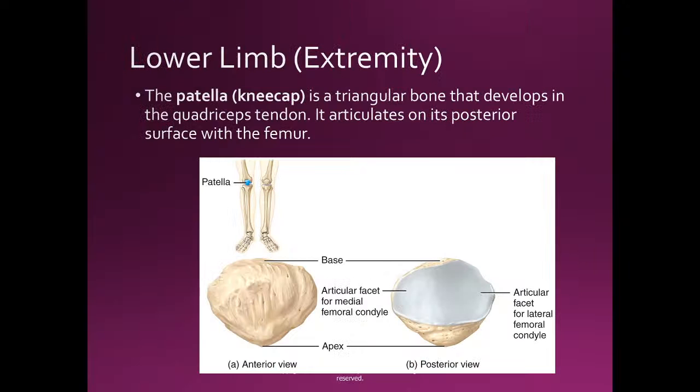Here is the patella. It sort of looks like an upside down triangle, the base being on top, the apex, which would normally be the pointy top of a triangle, down here on the bottom. Here's an anterior view. There you can see the posterior view, which articulates with the femur. It actually sits in between the two condyles of the distal femur.